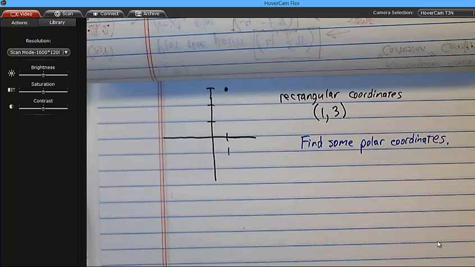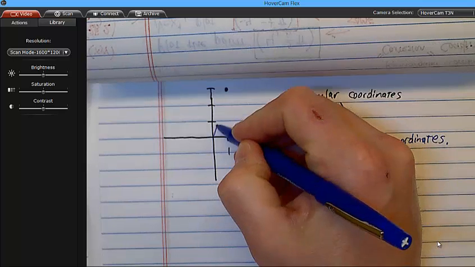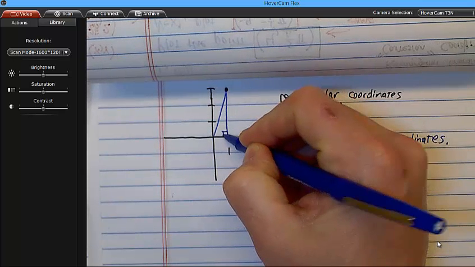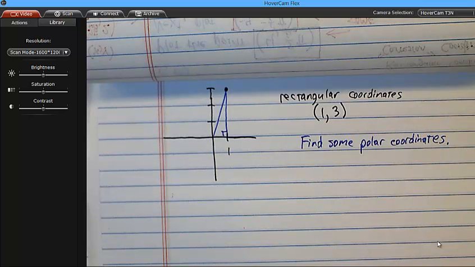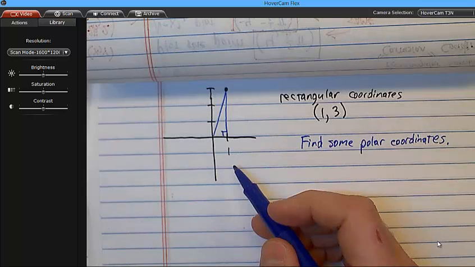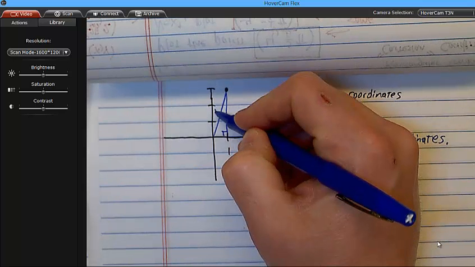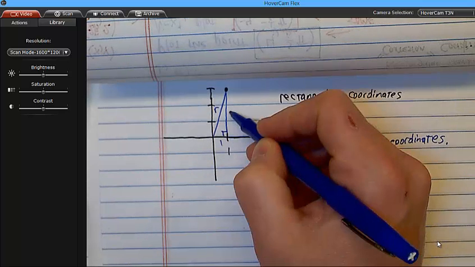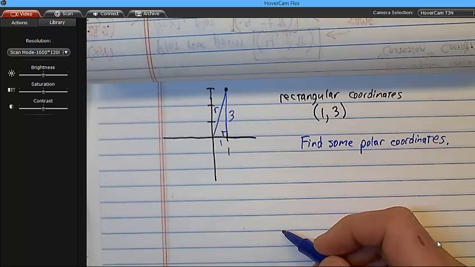So I saw some people got r by drawing this picture like that, right? Because you know two of these three sides. We don't know r, but we do know that this is 1 and this is 3. Am I right? So then how do you get r?